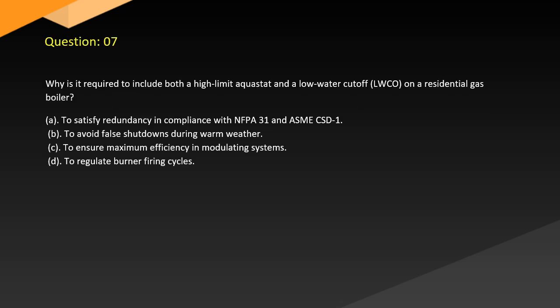Question 7. Why is it required to include both a high-limit aquastat and a low-water cutoff on a residential gas boiler? A. To satisfy redundancy in compliance with NFPA 31 and ASME CSD-1. B. To avoid false shutdowns during warm weather. C. To ensure maximum efficiency in modulating systems. D. To regulate burner firing cycles.